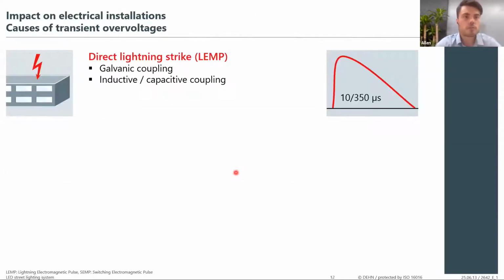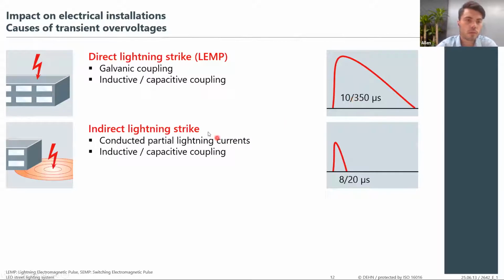So the causes of transient overvoltages. This can be caused by a direct lightning strike to a building. With this, a lightning waveform is associated with 10/350. What this means is that it takes 10 microseconds for the lightning current to reach peak value and 350 microseconds to reduce to half of its peak value.